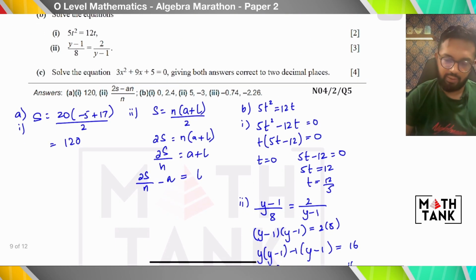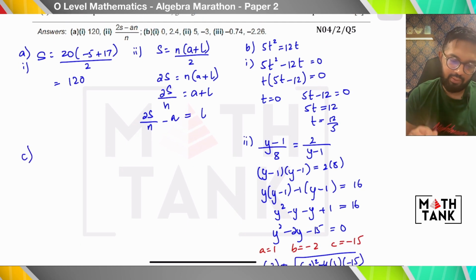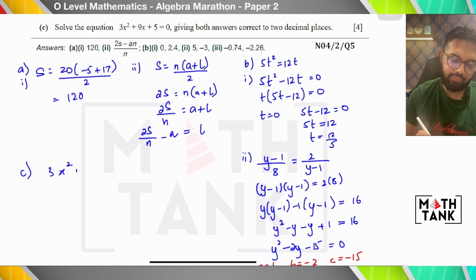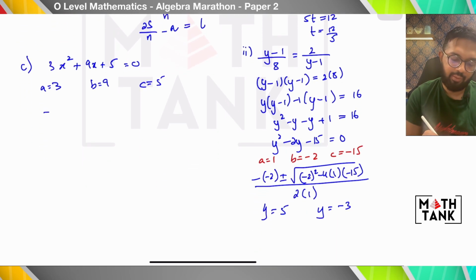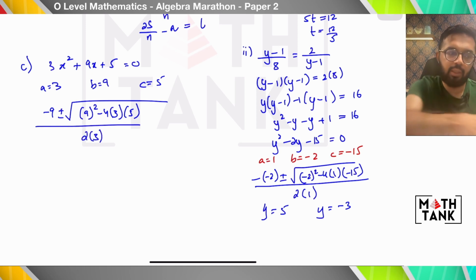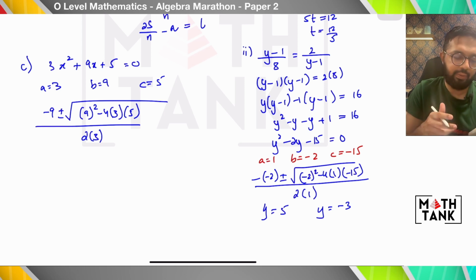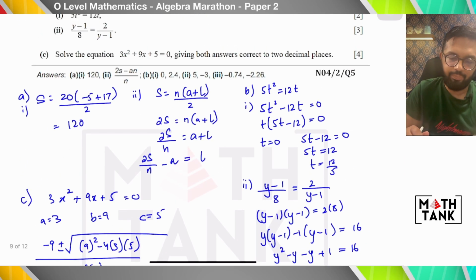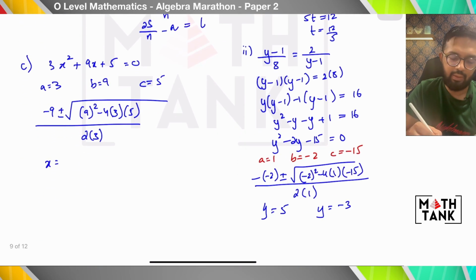Then it says solve the equation giving both answers correct to two decimal places. So again, this is about the quadratic formula. I'm going to write a, b, c again and then try to solve it for you. One is with the plus, the other one is with the minus. So you put it on your calculator and you get your final answers, to two decimal places: minus 0.74 and minus 2.26.